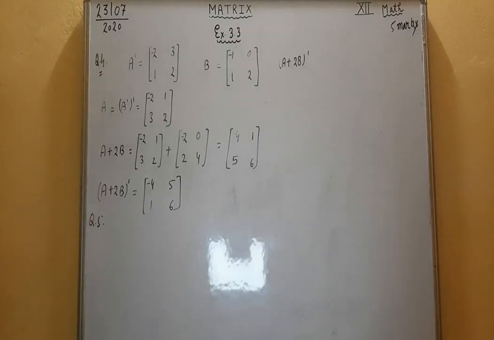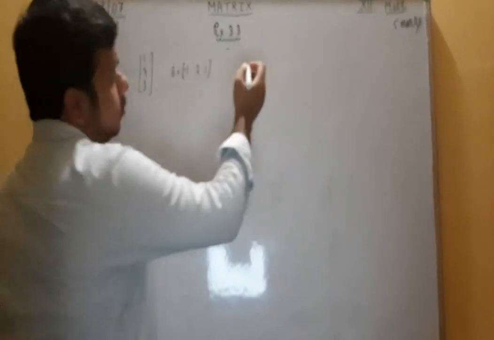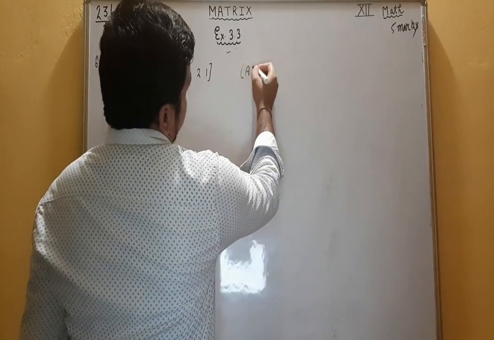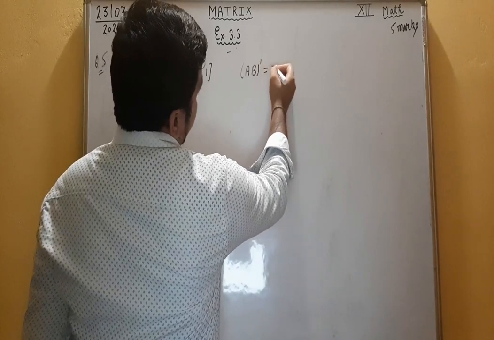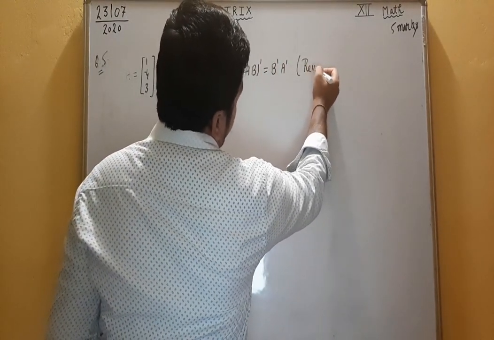Problem number 5. In problem number 5, we are given two matrices A and B such that A is equal to [1, minus 4, 3] and B is equal to [minus 1, 2, 1]. We have to verify this result: transpose of (AB) dash is equal to B dash A dash. This is called the reversal law of the transpose.